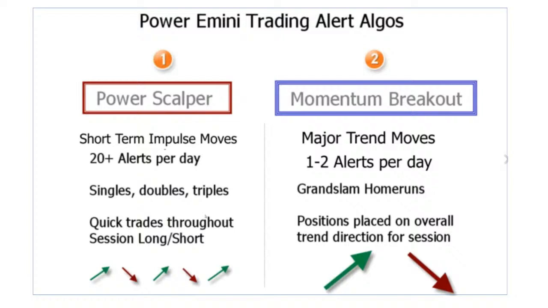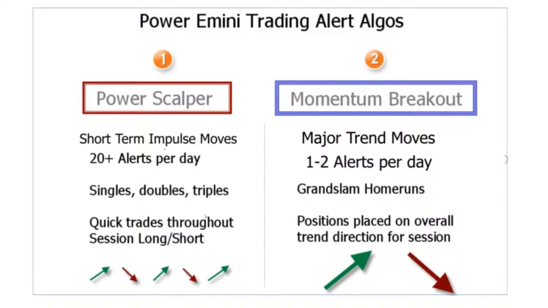So with the power scalper, you will get lots of alerts per day. And you can be going for little singles, doubles, triples as far as your targets go. And they're meant to be quick trades and you can get some follow through. But remember, the only difference between a scalp and a runner is just how long you hold on to that trade. So you can take a scalp entry and then stay in that trade and trail it. You could stay in it half the session.